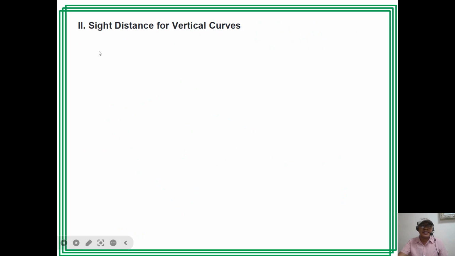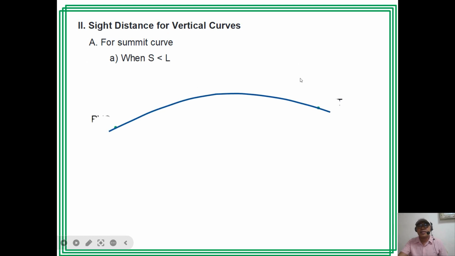So the second part of this video is the sight distance for vertical curves. Case 1 is for summit curves, when S is less than L. Let us say we have a summit curve from PC to PT, or PVC to PVT. Then we have a car moving on the vertical curve, and the driver's eye is at the height H1 vertically from the road.